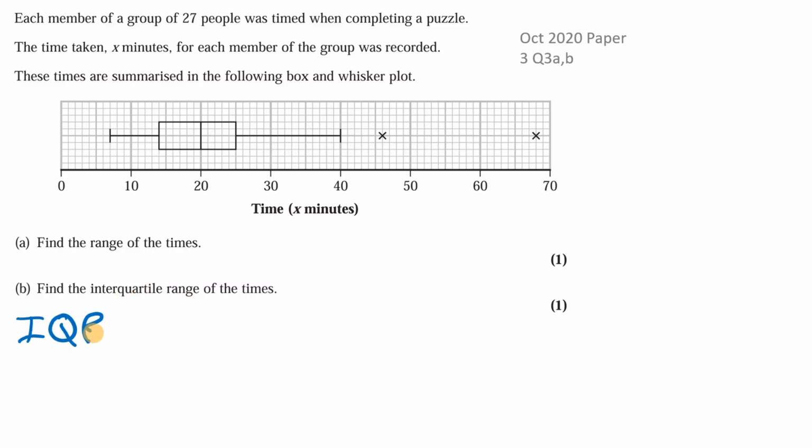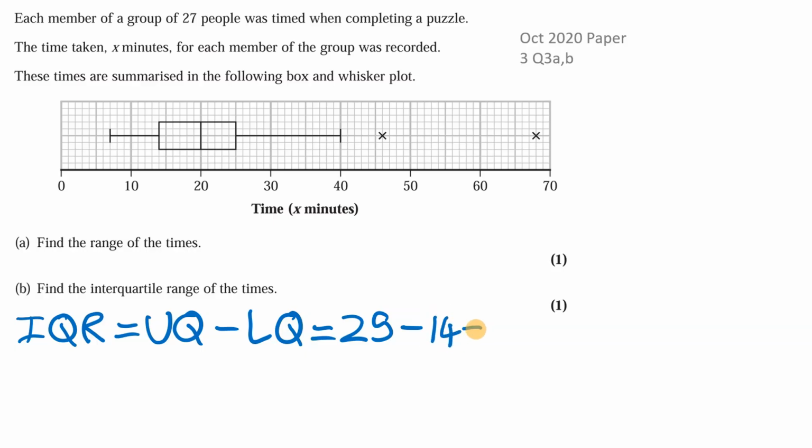So the interquartile range is the upper quartile minus the lower quartile. So the upper quartile is this value here, which is 25, minus the lower quartile, which is this value here, which is 14, and 25 minus 14 is 11. So this is the interquartile range.